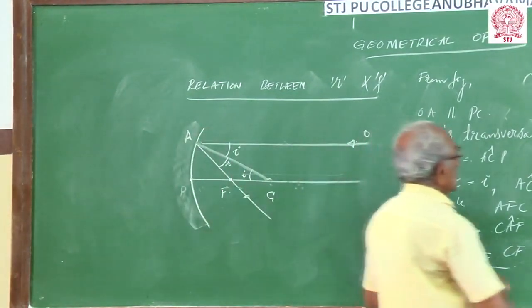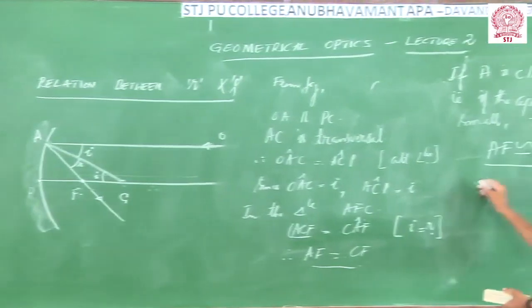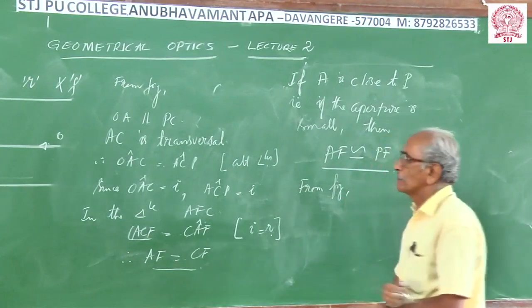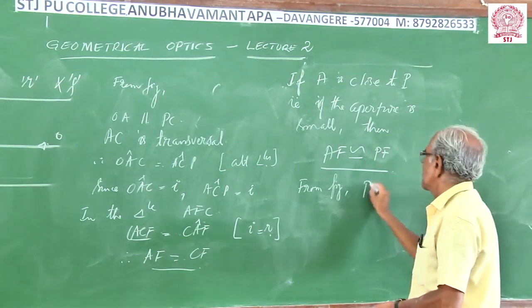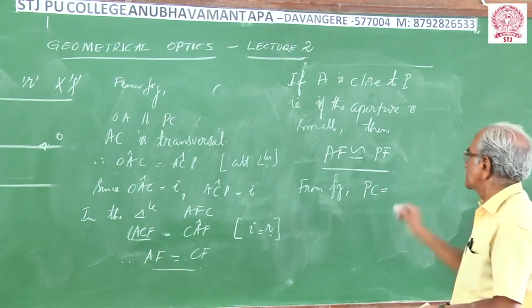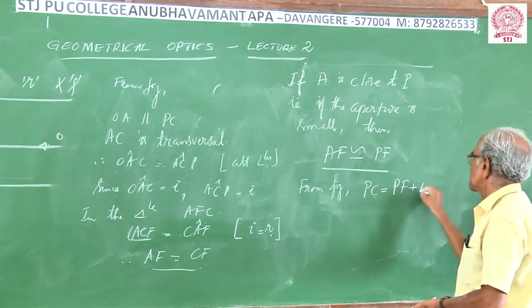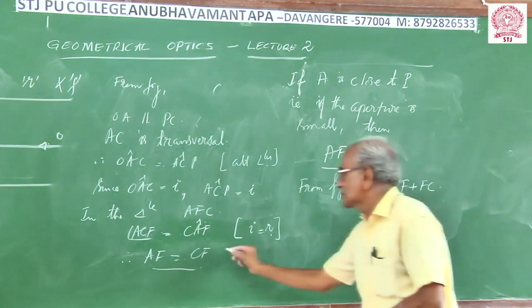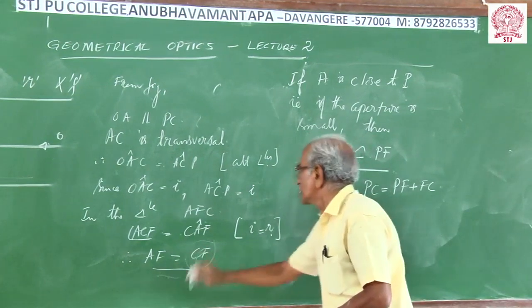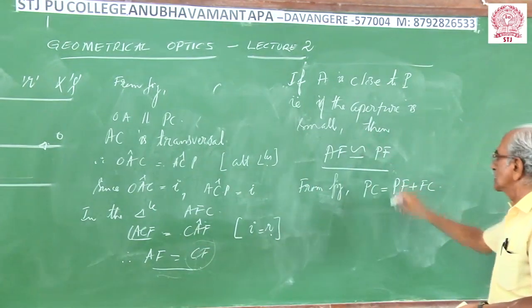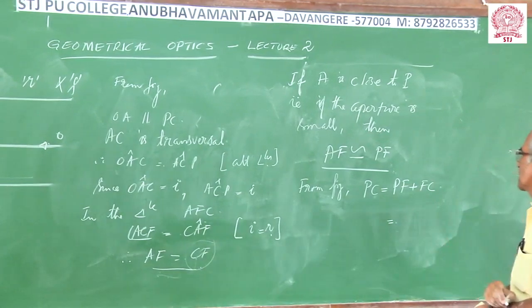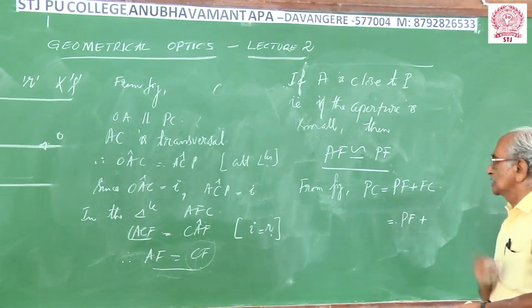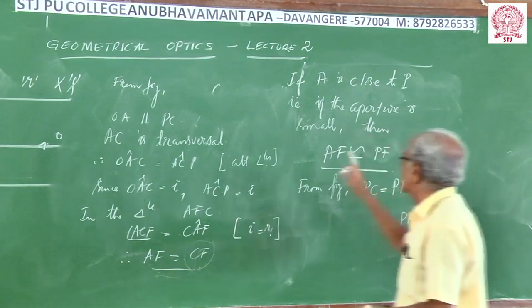Now again from the figure, PC is made up of PF plus FC. Now FC is AF, but AF is equal to PF. So this is equal to PF plus FC, FC is AF and AF is PF.